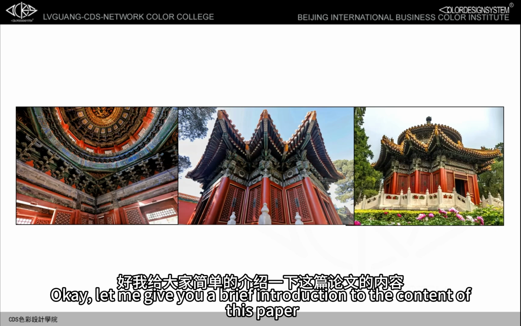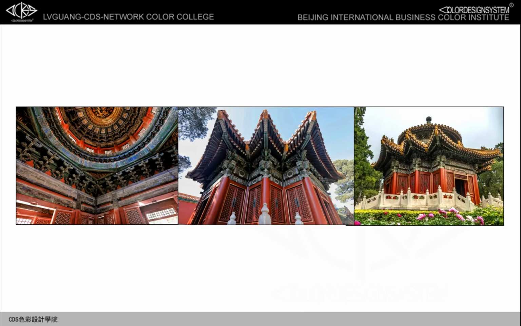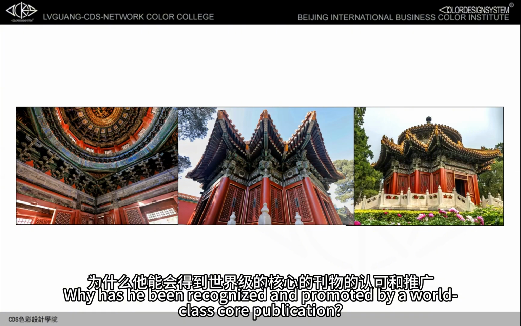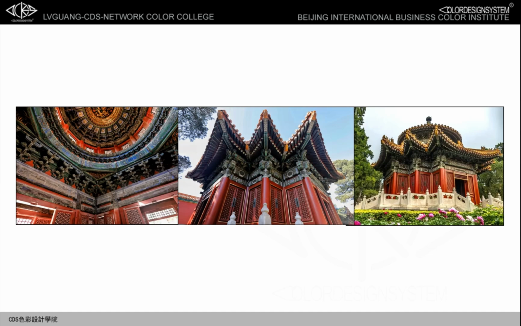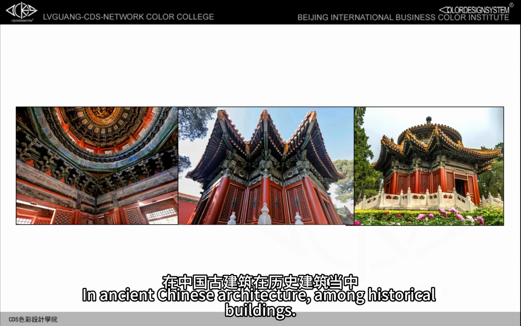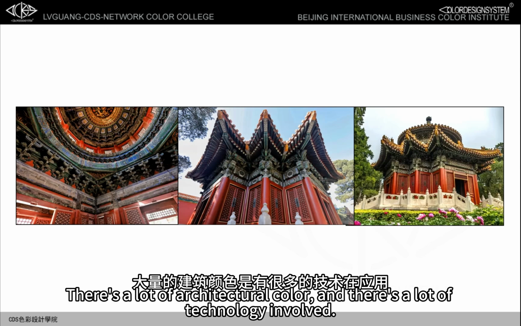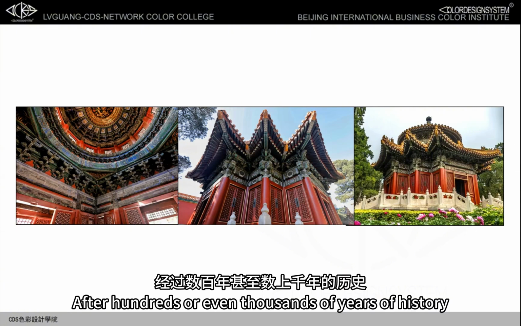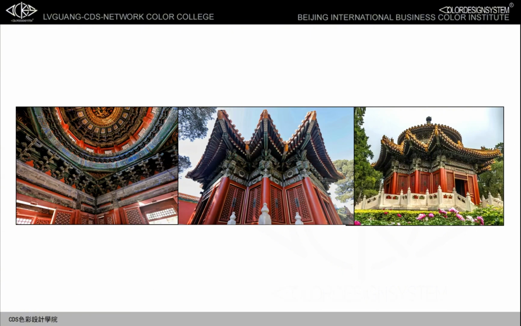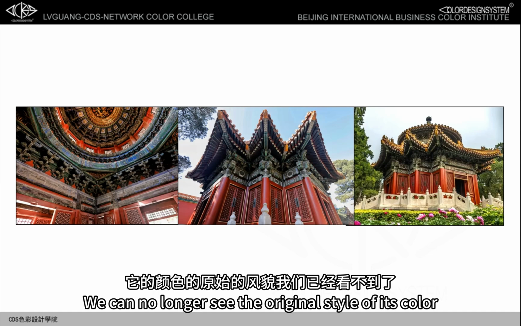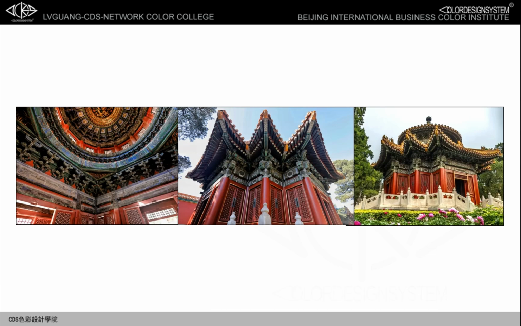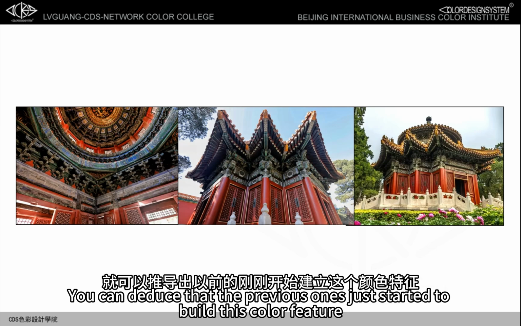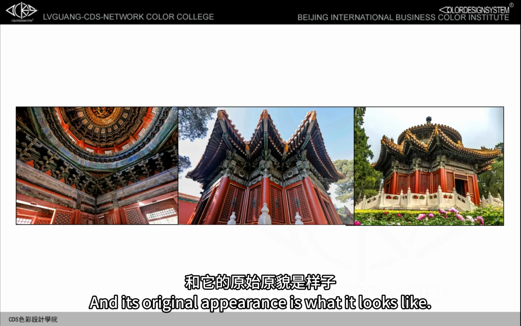Okay, let me give you a brief introduction to the content of this paper. Why has it been recognized and promoted by a world-class core publication? In ancient Chinese architecture, among historical buildings, there's a lot of architectural color, and there's a lot of technology involved. After hundreds or even thousands of years of history, we can no longer see the original style of its color. But we will use modern color design techniques and methods. You can deduce how the previous builders started to build this color feature, and what its original appearance looked like.